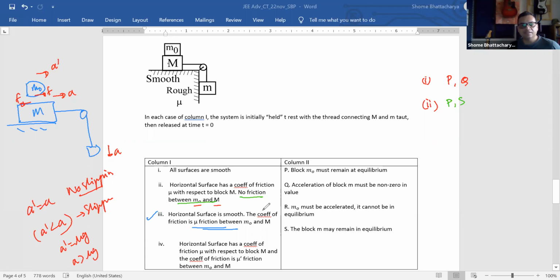So in either case, okay, this cannot happen. Okay. This has to be non-zero. M naught cannot be in equilibrium and M also cannot be in equilibrium. Okay. So this should go with Q and R.